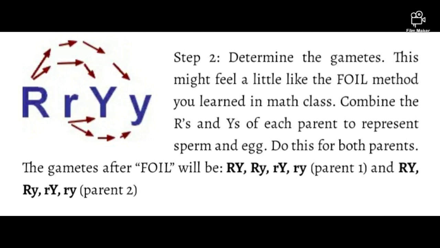The gametes are determined by keeping one type of each allele in combination with each other trait that we are keeping, so we can make as many combinations as possible. So we combine all the R's and Y's to represent the sperm and egg. For both parents, it will be capital R capital Y, capital R small y, small r capital Y, and small r small y.